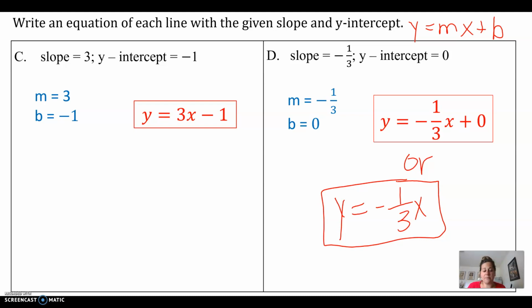So your assignment is on big ideas, and it's pretty much these exact examples. So it should be fairly easy.